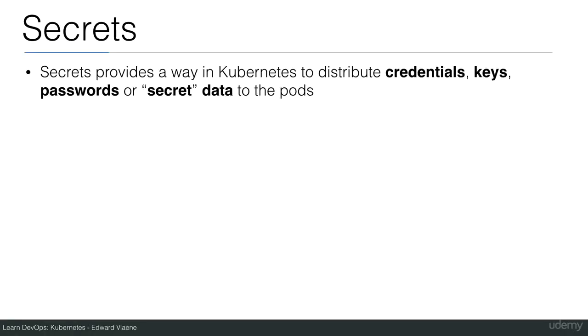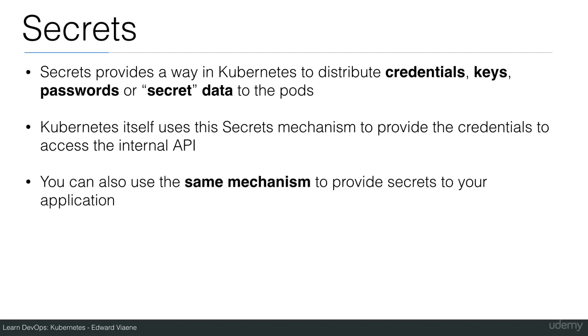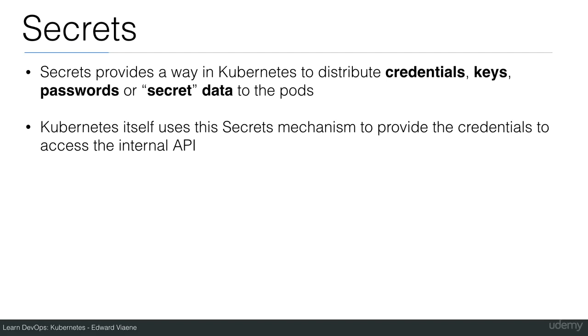In this lecture, I'll be talking about secrets. Secrets provides a way in Kubernetes to distribute credentials, keys, passwords, or secret data to the pods. Even Kubernetes itself uses this secrets mechanism to provide the credentials to access the internal API. That means that pods have access to secrets, and those secrets must be distributed using this secrets mechanism. In the demo, I will show you exactly how that looks like.